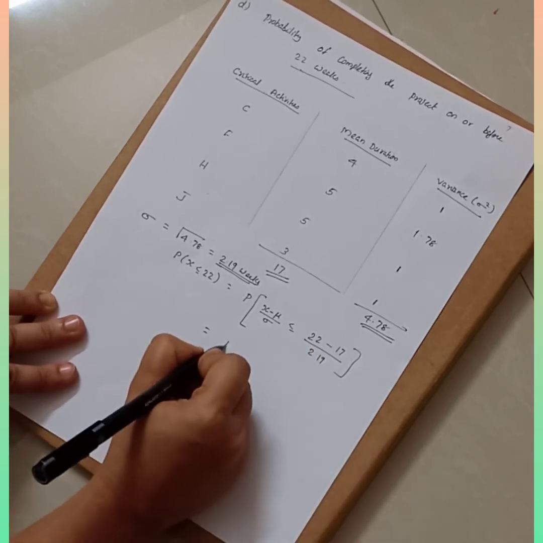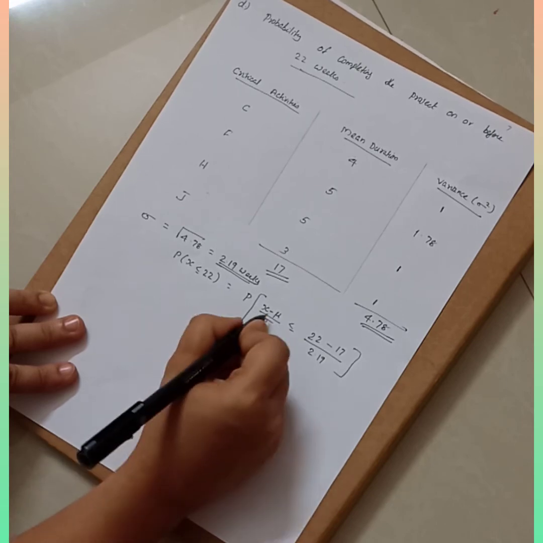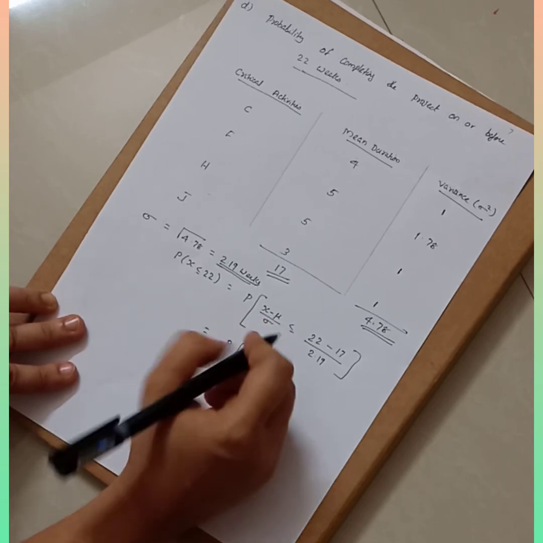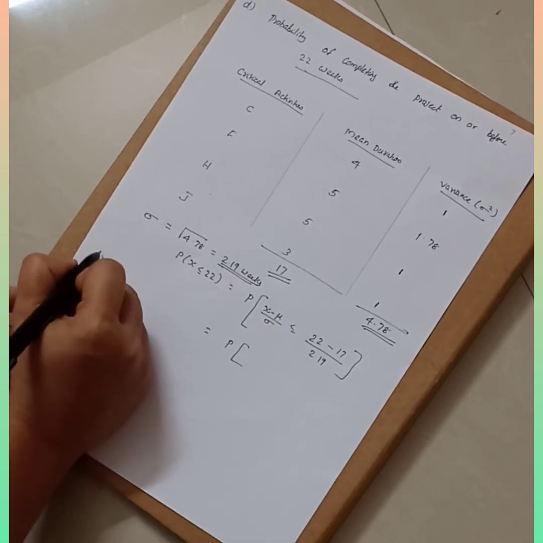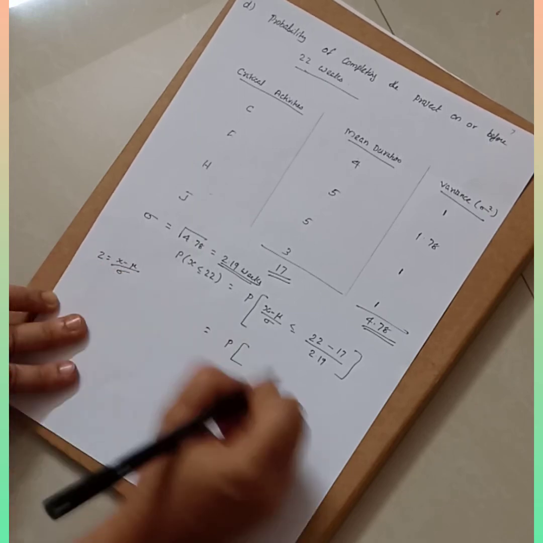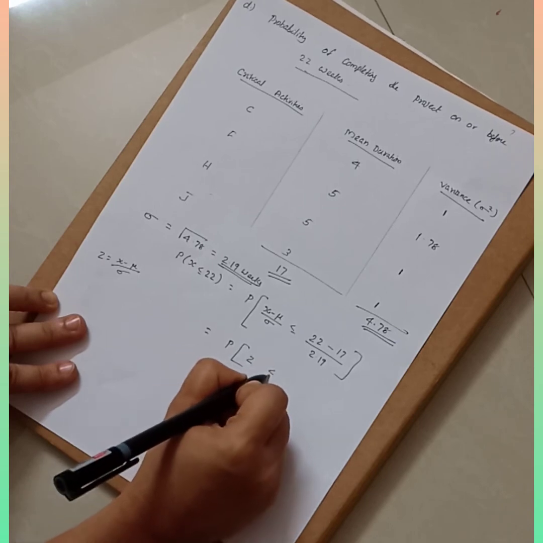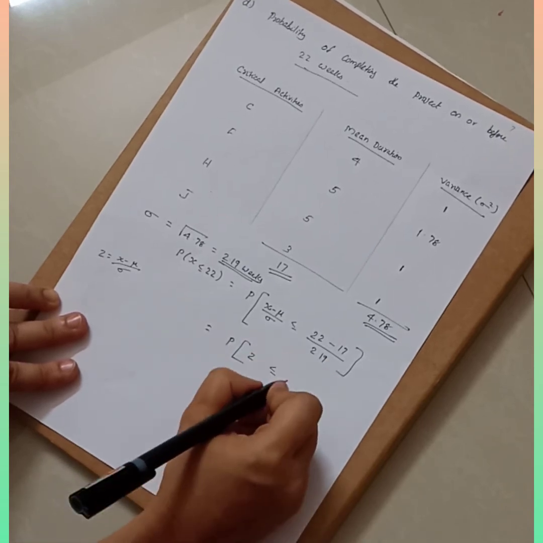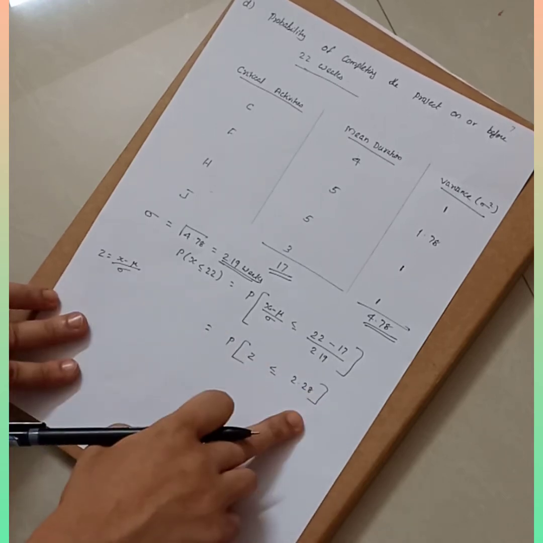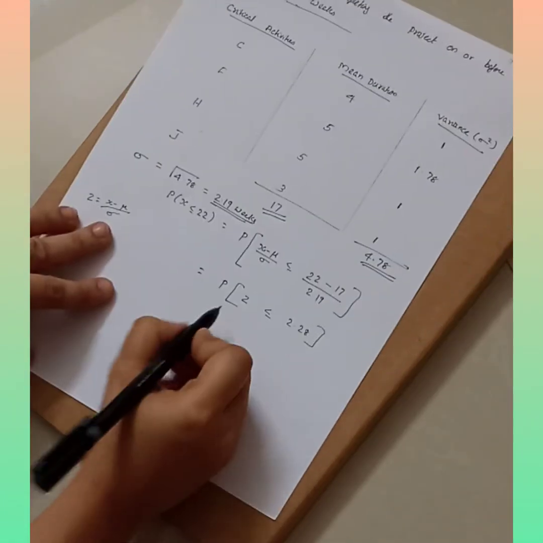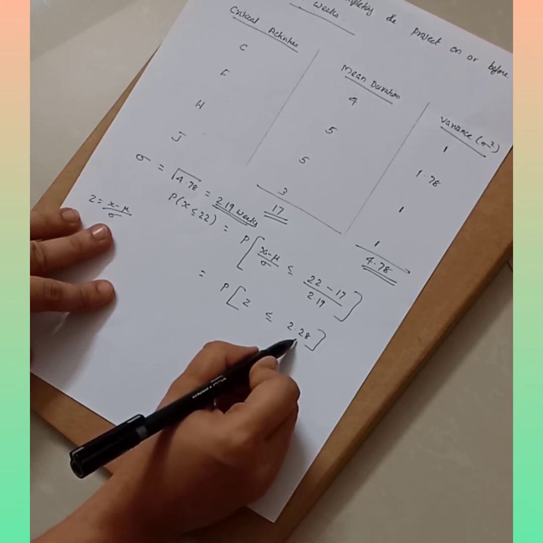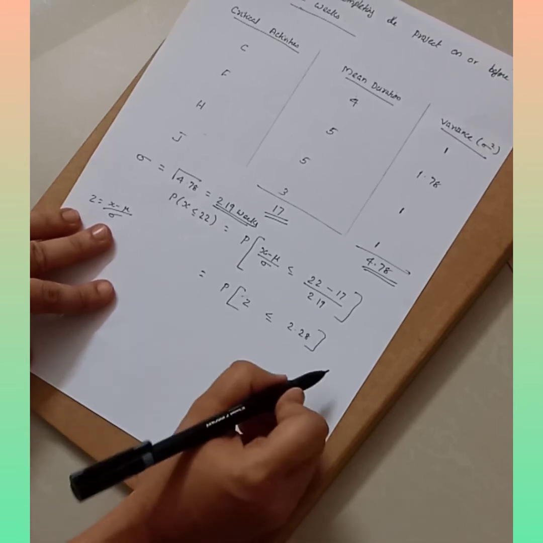Here, X minus mu divided by sigma is the formula for Z. In normal distribution, we have studied this formula: Z is equal to X minus mu divided by sigma. So you can write P of Z less than or equal to, what is the value of this? The value is 2.28. So here we have to find P of Z less than or equal to 2.28. For this we have to use the standard normal distribution table.